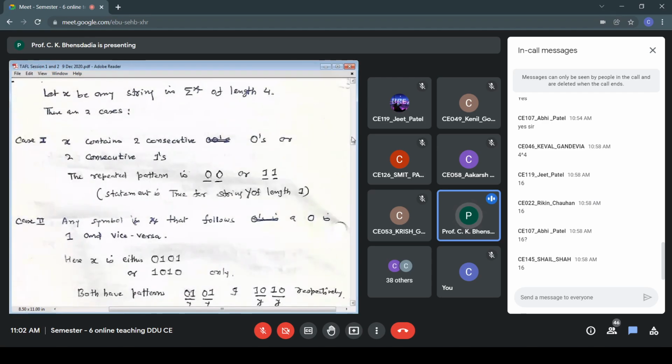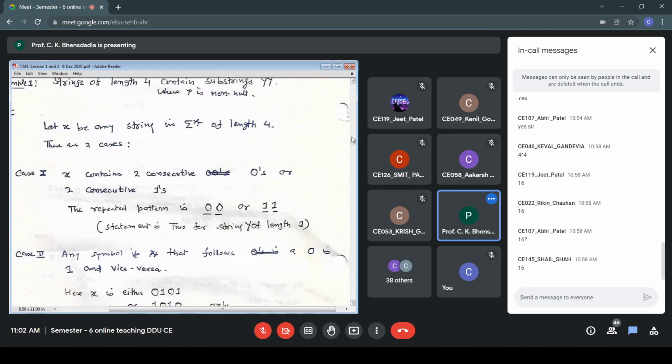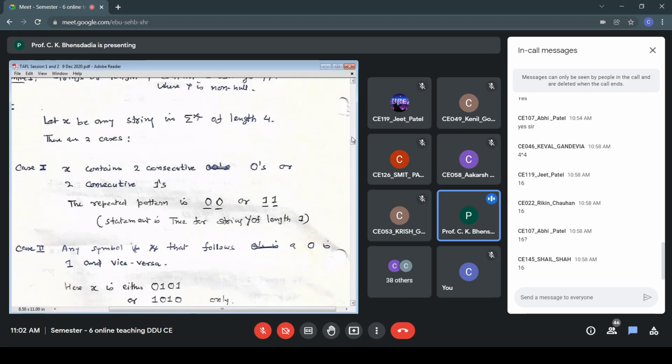That is either 0 1 0 1, where 0 is followed by 1, or 1 is followed by 0. Any symbol that follows 0 is 1 and vice versa. So after 0 1, after 1 that is 0, after 0 that is 1. That is my first string. And the second string is 1, then 0, then 1 0. In this case, the repeated pattern is obviously visible: in the first string, 0 1 0 1, my first y is 0 1, my next y is 0 1. Here we are taking the entire string.